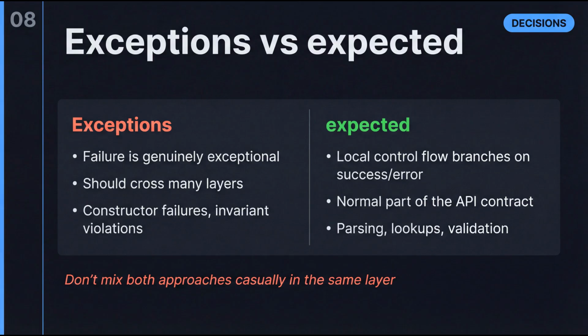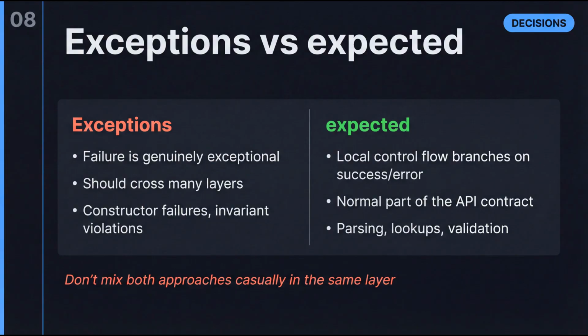When should you use exceptions versus expected? Use exceptions when the failure is genuinely exceptional, something that shouldn't happen in normal operation. Constructor failures, invariant violations, out-of-memory conditions. Exceptions are designed to cross many layers without each layer handling them explicitly.